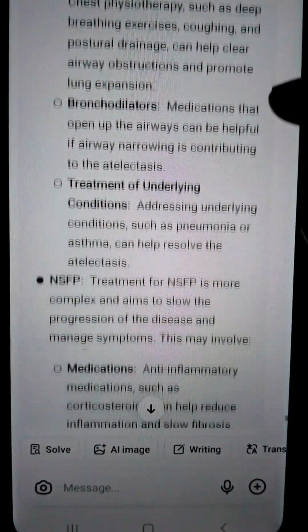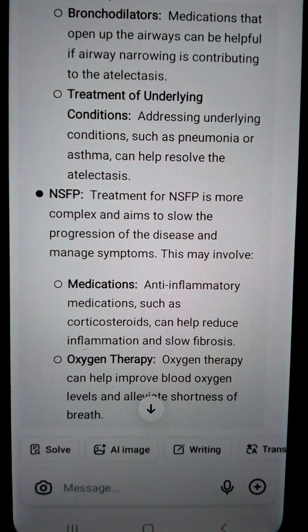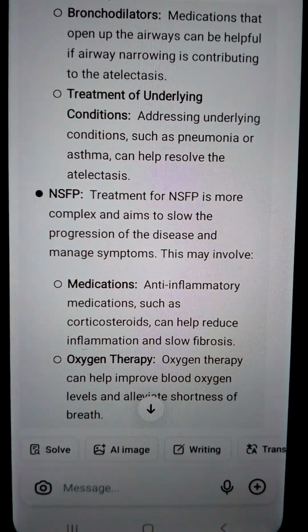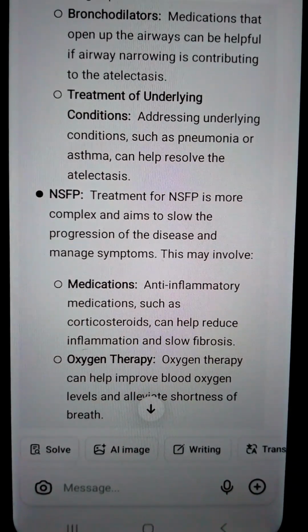Bronchodilators. Medications that open up the airways can be helpful if airway narrowing is contributing to the atelectasis. Treatment of underlying conditions. Addressing underlying conditions, such as pneumonia or asthma, can help resolve the atelectasis.